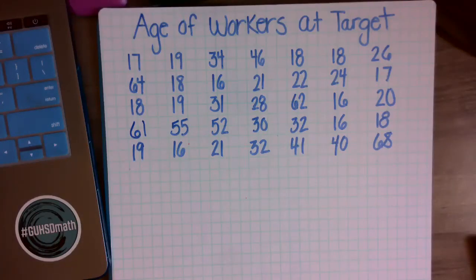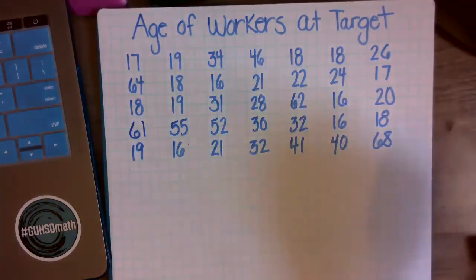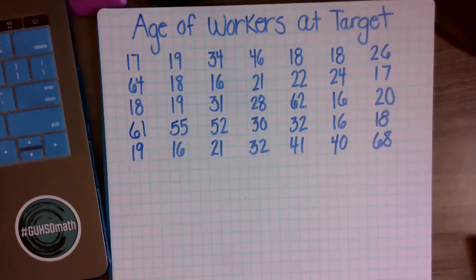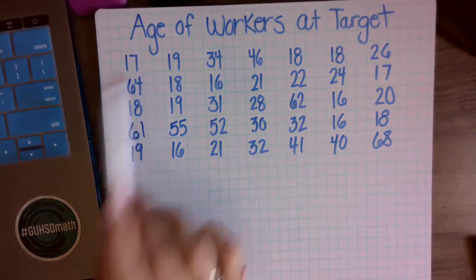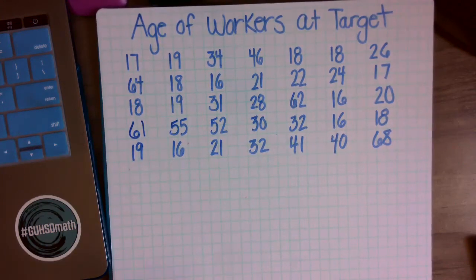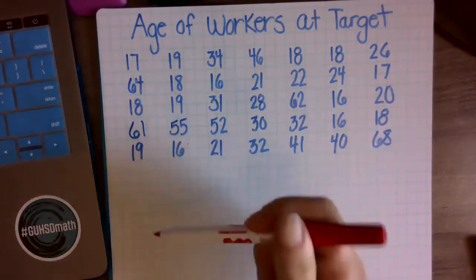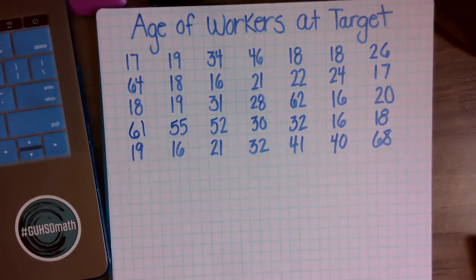Okay, so you'll notice here that I have created a make-believe set of workers at Target and their age. So for example, this represents somebody who works at Target that's 17 years old. This is a lot of data points. This is a 7x5, so there are 35 data points here.